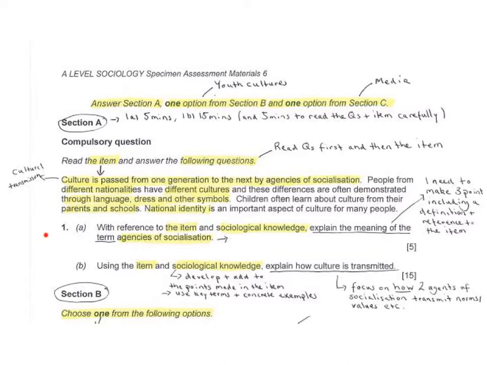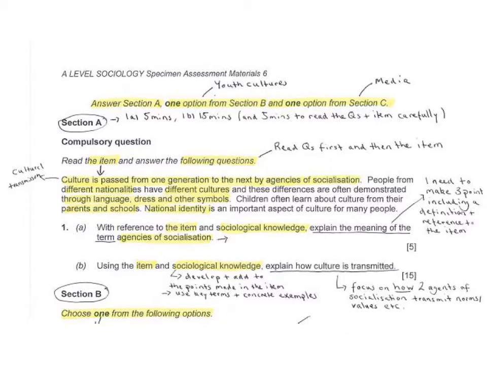So question 1A will always start with the instruction with reference to the item and sociological knowledge explain the meaning of the term, and then the term will be connected to culture, socialization, identity and social control.